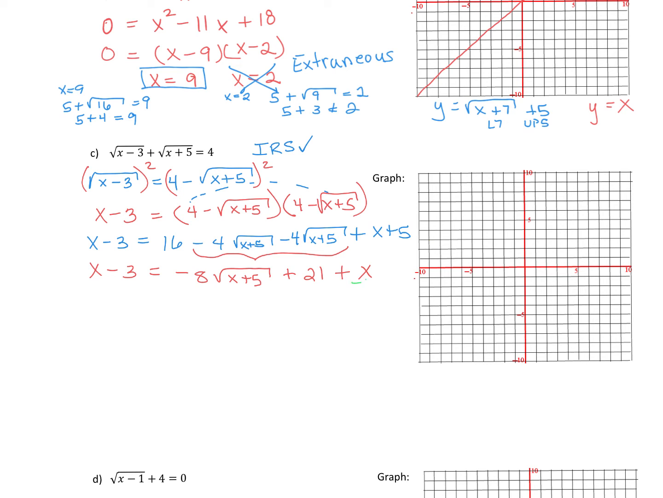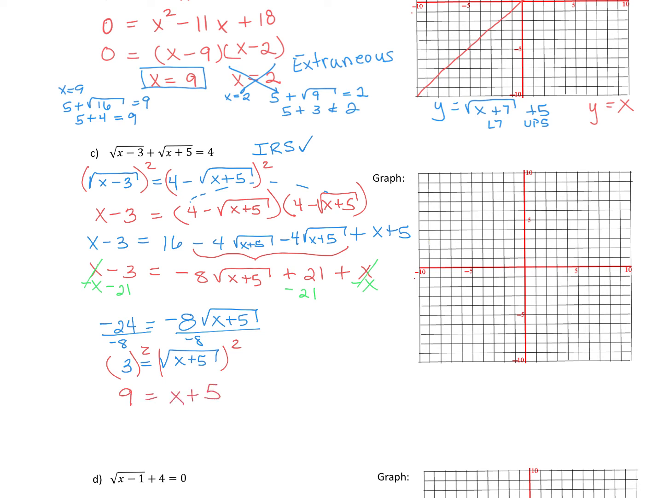So I'm going to subtract x from each side, noticing that that makes that go away. And I'm going to subtract 21, and I now have minus 24 equals minus 8 root x plus 5. Dividing by minus 8, I get 3 equals the square root of x plus 5. And then I square both sides because I've now isolated my second radical. 9 equals x plus 5, and then x is equal to 4.